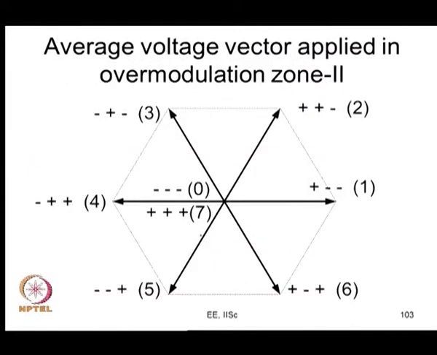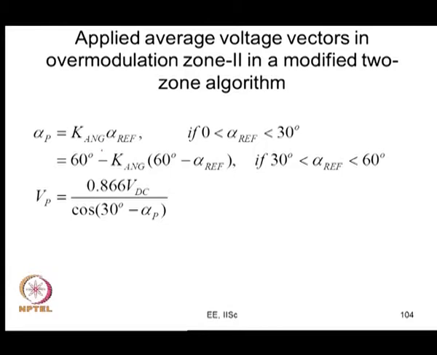Okay. Then there are also certain other things that you can really do. See, what happens is you do not have to follow the same algorithm as before. For example, there is another algorithm. This is k ang times alpha ref, if your alpha ref is between 0 and 30 degrees, where k ang is a positive number, 0 less than k ang less than or equal to 1. If I make k ang equal to 1, I am at overmodulation zone 1. I can change k ang; if I reduce it from 1 toward 0, I will be able to increase the voltage.